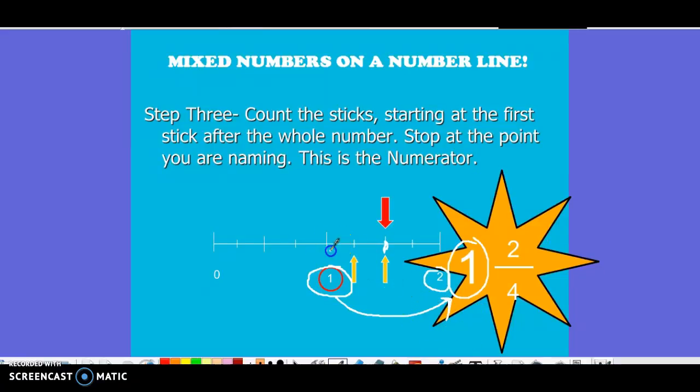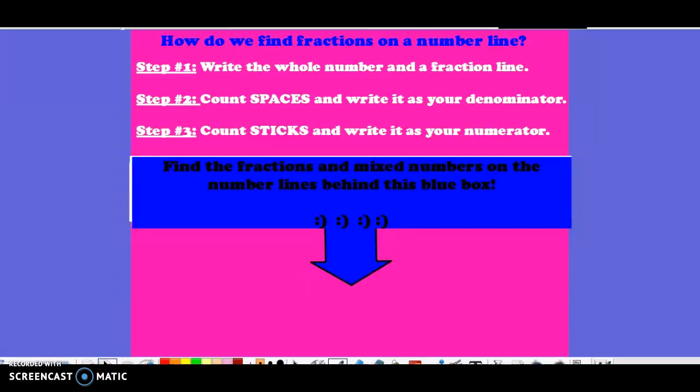Then I count spaces, 1, 2, 3, 4. That becomes my denominator. And then I count sticks from the first stick after the whole number to where this red arrow is, 1, 2, and that becomes my numerator, which means my answer in this case is 1 and 2/4. That's how you locate it.